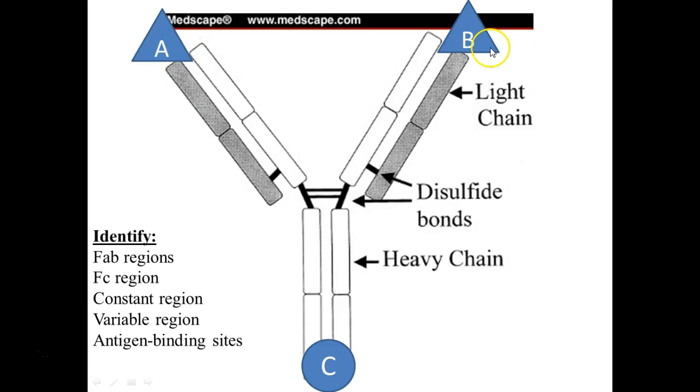What do A and B represent here? Antigen binding sites. What does C represent? The constant region of the heavy chain, or the FC region. What I'm trying to show you guys here is this is where the immune system would interact with the antibody, right? With this portion, this FC region, the constant region of the 2 heavy chains.